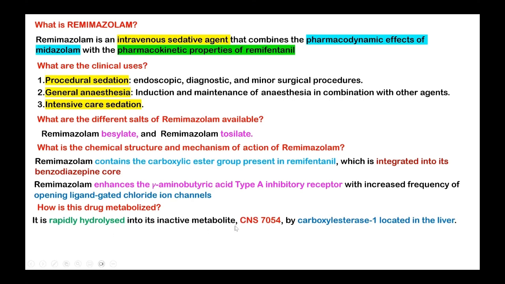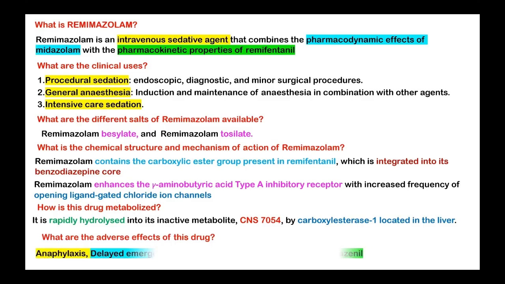It is hydrolyzed into an inactive metabolite, called CNS7054, by carboxyl esterase 1 located in the liver. So it is metabolized in the liver. What are the adverse effects of this drug? Respiratory depression. Anaphylaxis, and taste disturbances. Delayed emergence and resedation after reversal, even with clonazepam, when there is a depression.